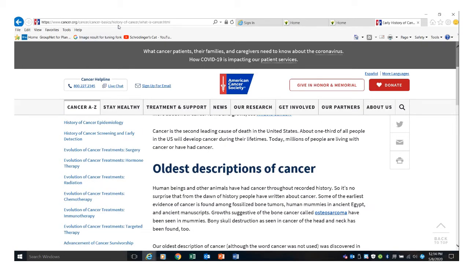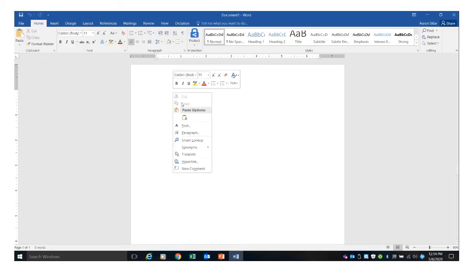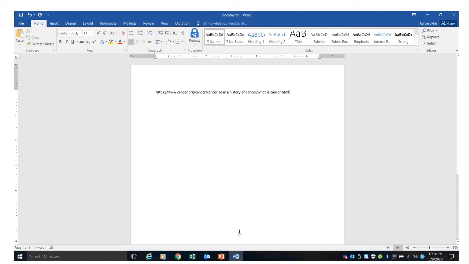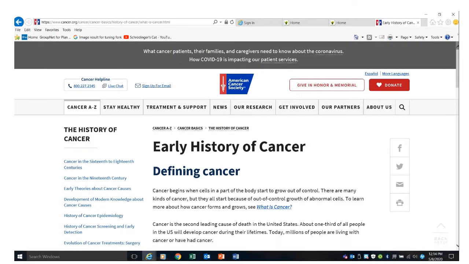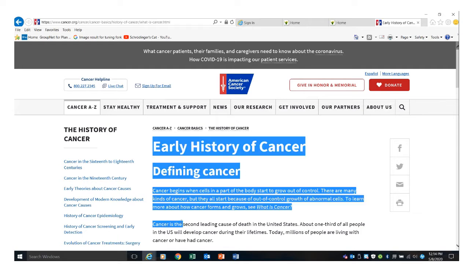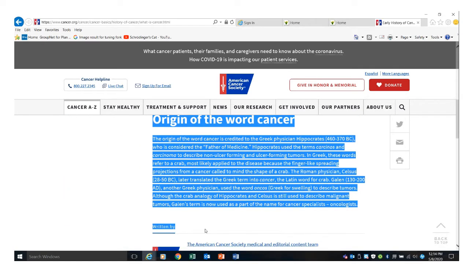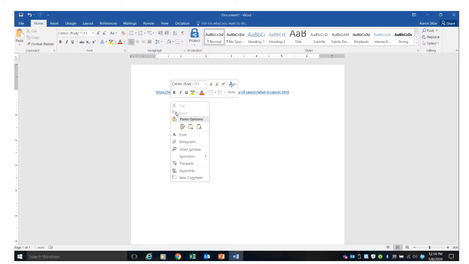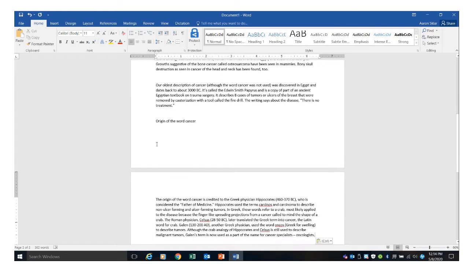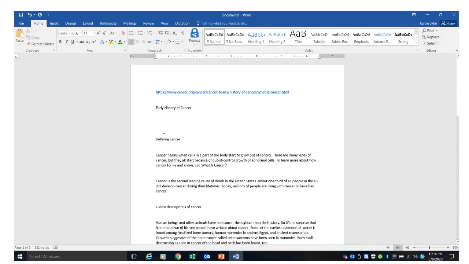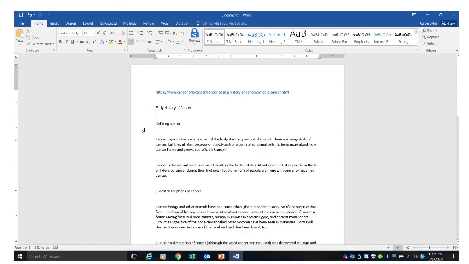So I'm going to first copy the URL. So copy, go back to my Word document, paste, and then I'm going to go back to my website. I'm going to copy the text, early history of cancer, origin of the word, copy that. And I'm going to go back and hit paste. And then I can probably shorten this up a little bit and save some paper.